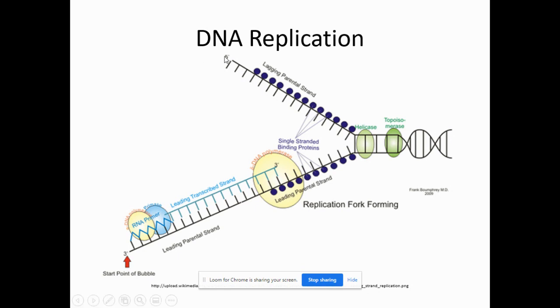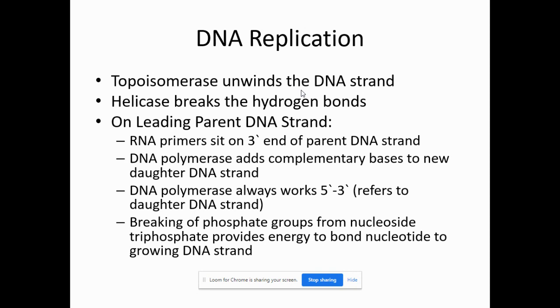The other parent strand that runs 5' to 3' is called the lagging strand, and we'll talk about why that is in a minute, because DNA replication looks different depending on if you're talking about the leading strand or the lagging parental strand. So we're first going to talk about the leading strand.